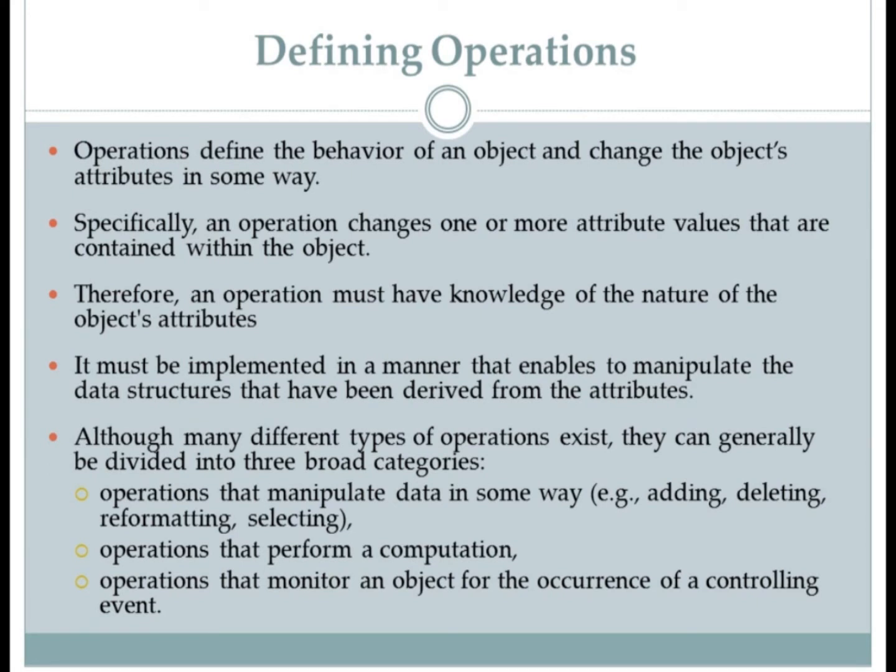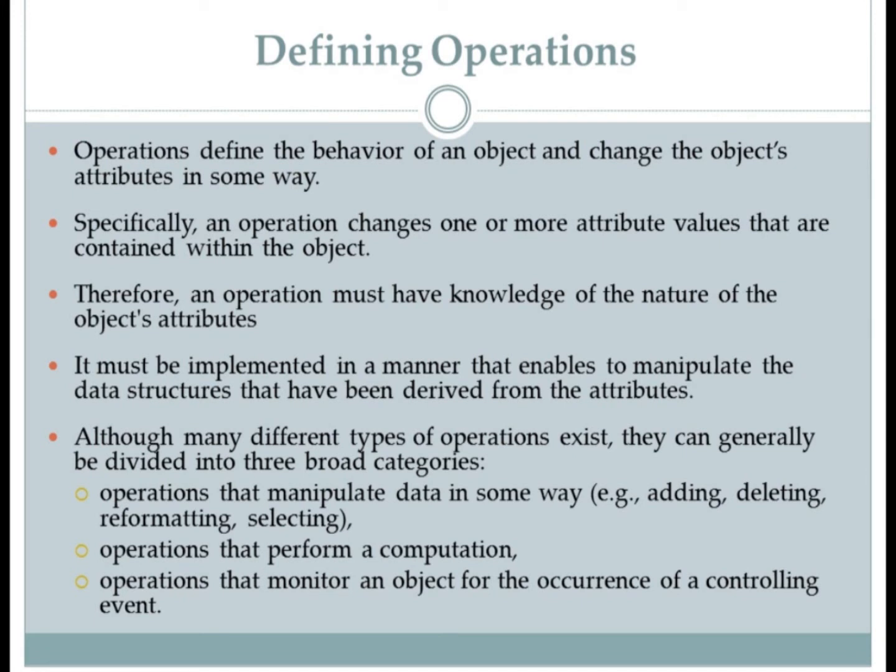To summarize the first three statements, I will say that when an object is used to access a method that works with multiple attributes, that object alone handles those attributes and the values associated with them. We have to define the operation like that. The operation must be implemented in a manner that enables it to manipulate the data structure that has been derived from the attributes.